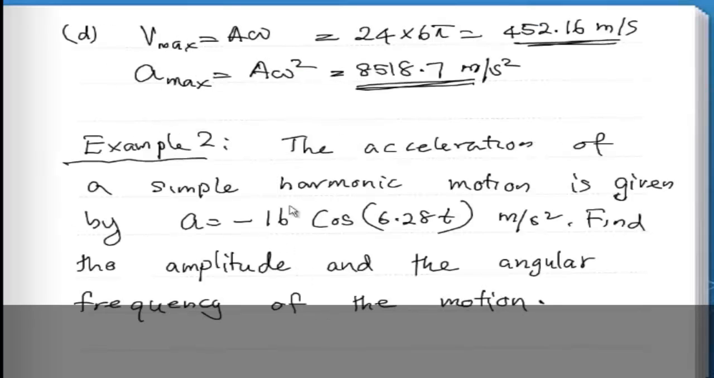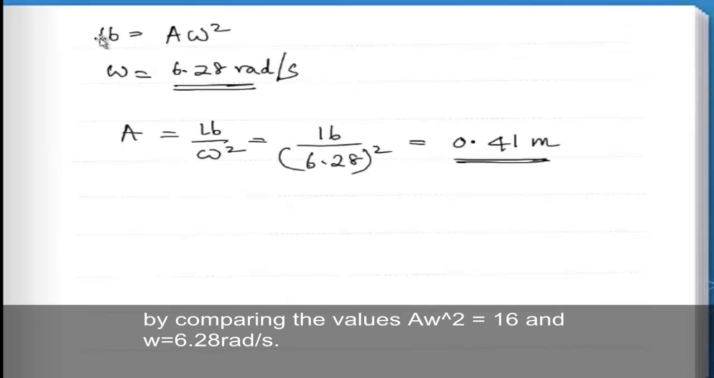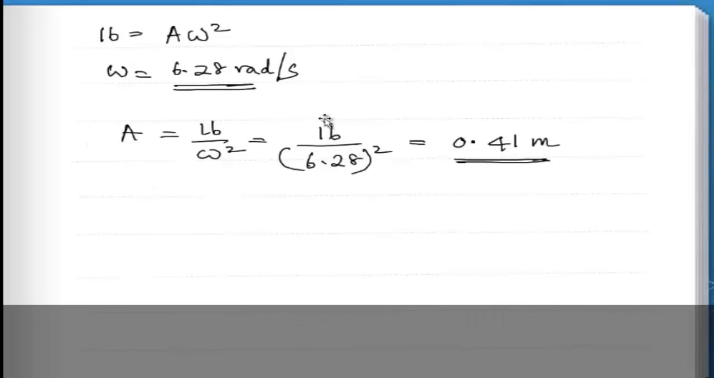For the equation for the acceleration, we know that this value is equal to a times omega squared, and this is omega. By comparing that, 16 equals a omega squared and omega equals 6.28 radians per second. So a is 16 over omega squared, 16 divided by 6.28 squared, so that's 0.41 meters.